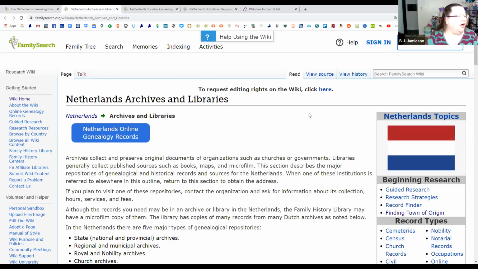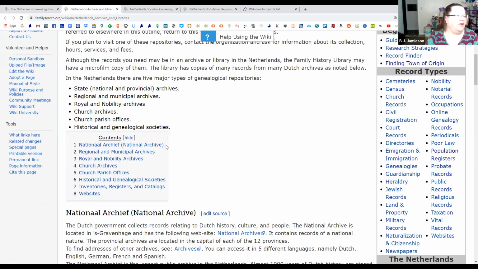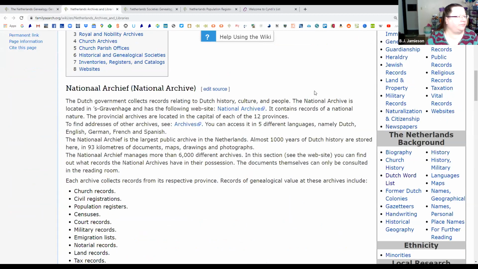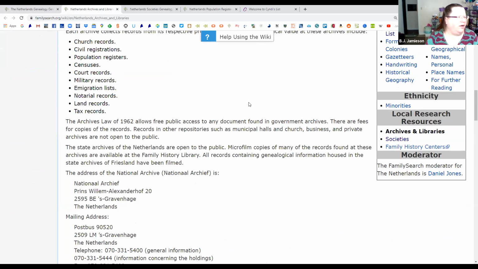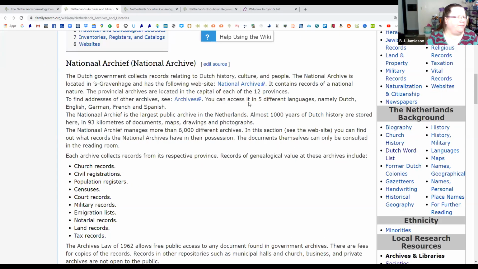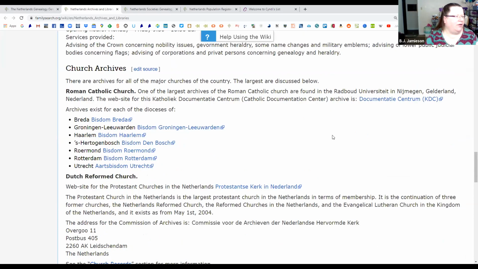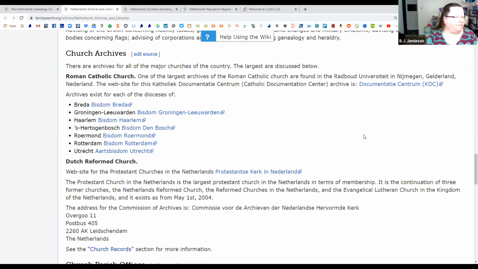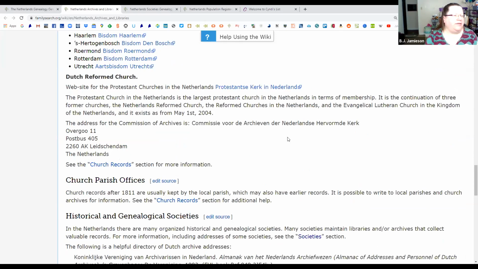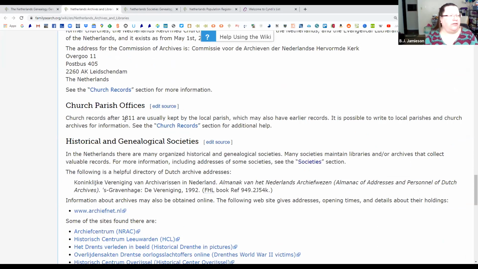So let's look, archives and libraries. So there's a national archive, there's regional and municipal, and it's going to tell you what's essentially at each level of the archive structure. There are church archives. It does tell you that church records after 1811 tend to be kept by the local parish. You can write to them.